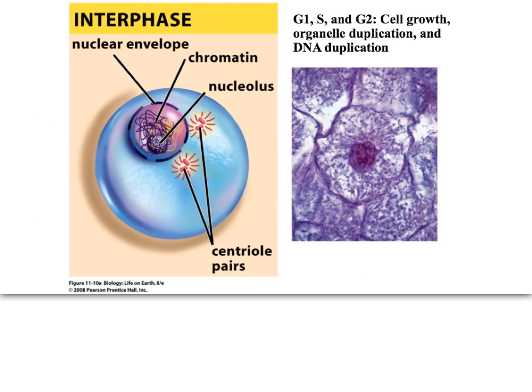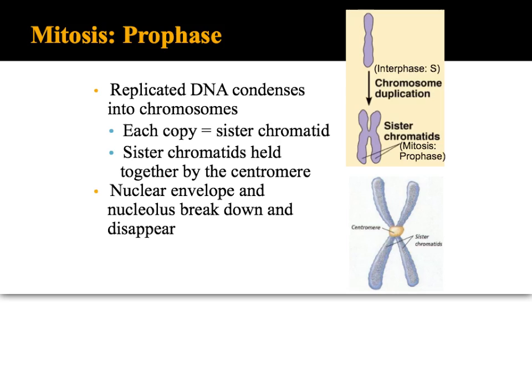So this picture is just to remind you that before we get mitosis, we have interphase, so G1, S, and G2. And then the first phase of mitosis is going to be prophase. And the way I think of it is that prophase starts with a P and preparation starts with a P. So really prophase is when the cell is preparing to divide. This is kind of like the preparation phase.